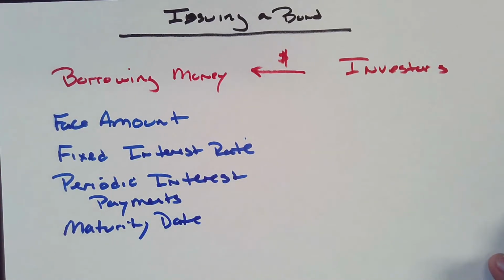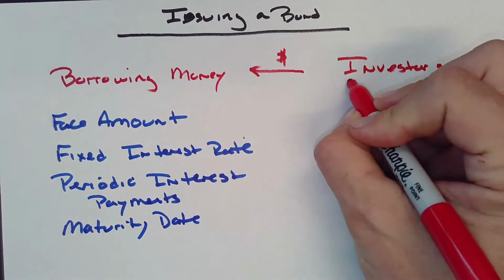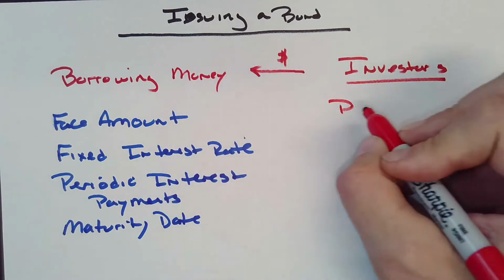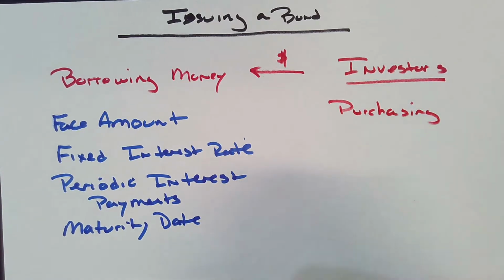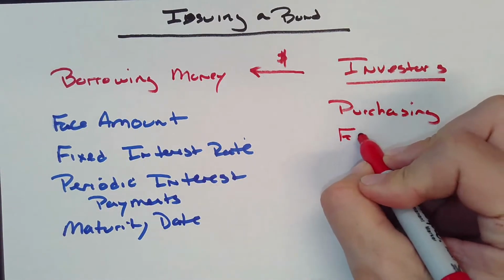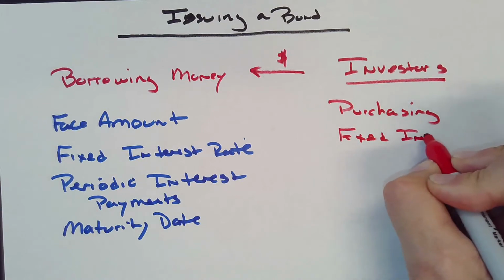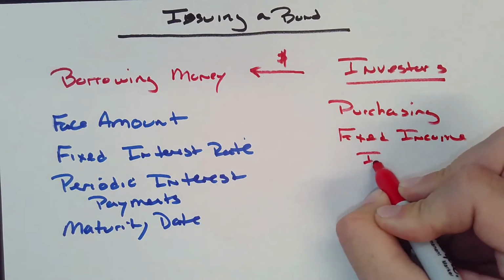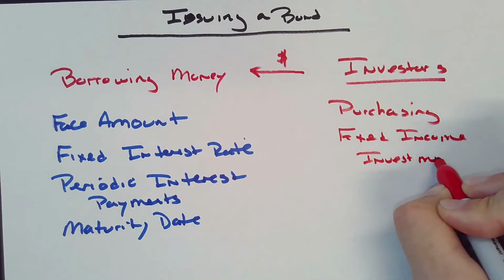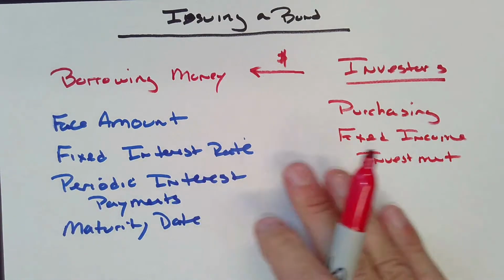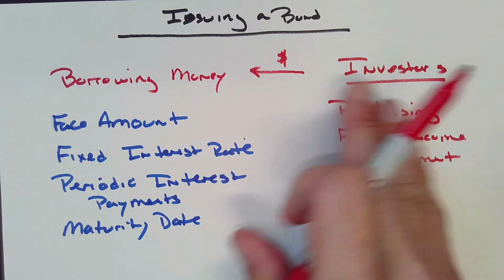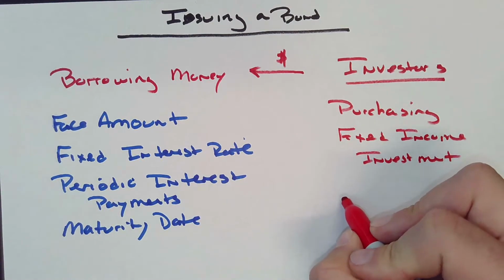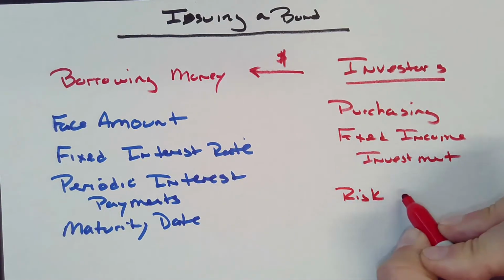Okay? And what the investor's doing, well, they're purchasing this. And it's a fixed income investment. Right? That's going to give them a fixed interest rate. So these are very popular with people who are retiring. And they're going to compare this fixed rate against what they believe should be their risk rate of return.